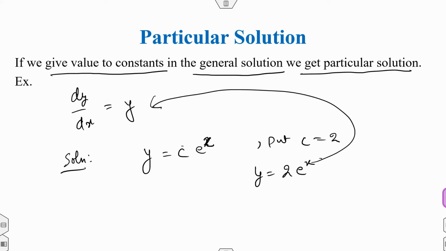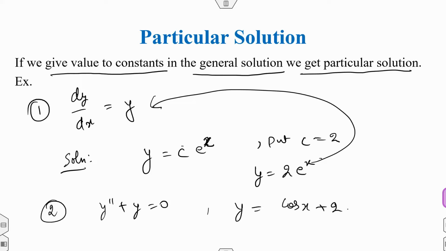Giving the arbitrary constant some value, this is a particular solution. Again, if you consider this differential equation, y is equal to cos x plus 2 sin x. We have talked about the general solution, that was c1 cos x plus c2 sin x. Now we gave a value of c1 as 1 and c2 as 2. So giving a particular value to the constants in the general solution, we get the particular solution.